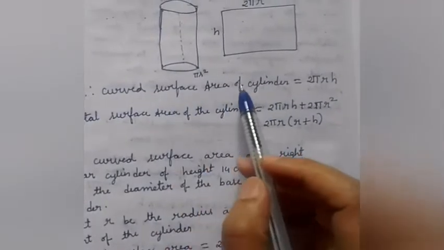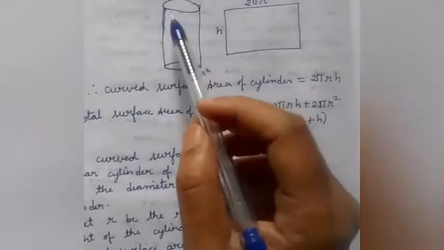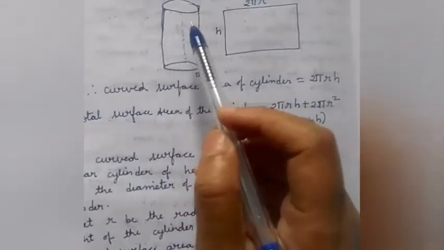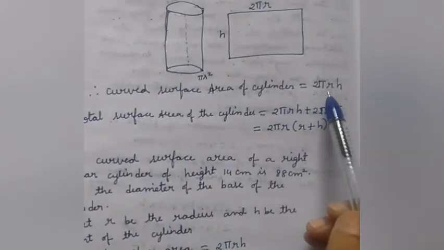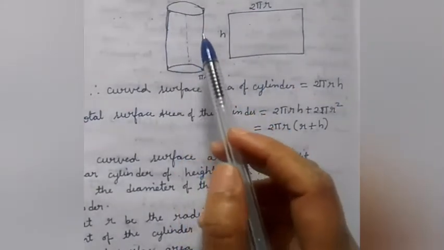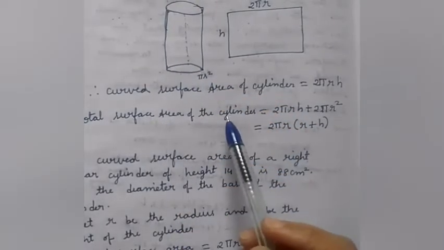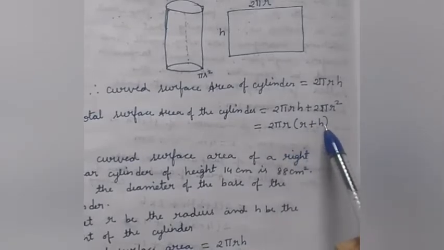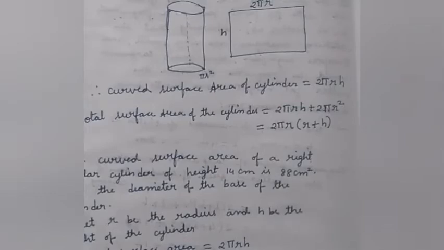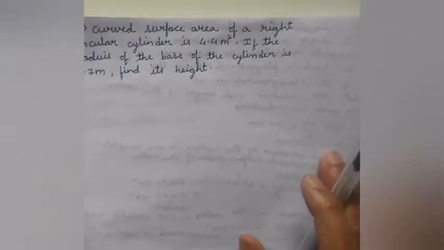Here the curved surface area of the cylinder, the curved part, is given by 2 pi rh, and the total surface area, this curved surface along with the two bases, is equal to 2 pi r into r plus h. Based on this, we had solved a few problems. Let us continue with the problems on finding surface area of the cylinder.